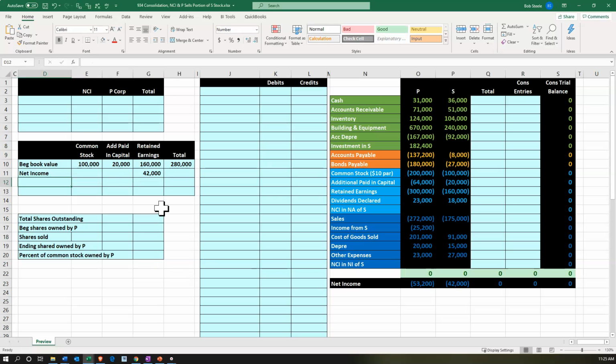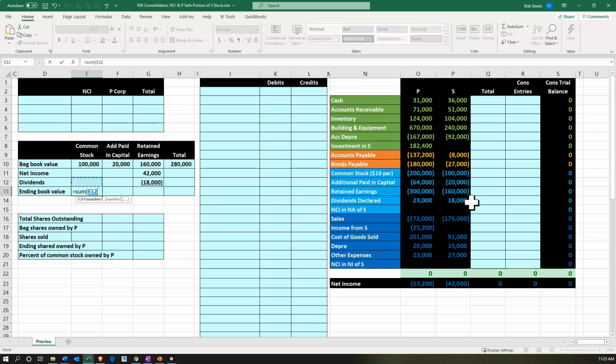Then we typically have the dividends. It would net into the retained earnings as well. Dividends are going to be this 18,000. So we're going to be picking up that 18. So let's pick up that 18. Then that's going to give us the ending book value. Let's go ahead and sum these up.